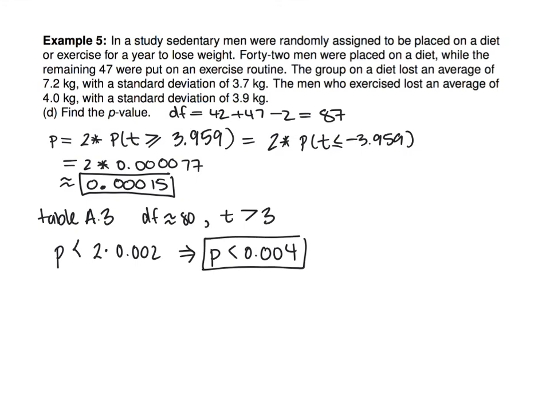And even if we don't know what p is exactly, knowing that it's less than 0.004 is enough to conclude statistical significance. And you do see that these two things make sense. Less than 0.004, 0.00015 certainly meets that.